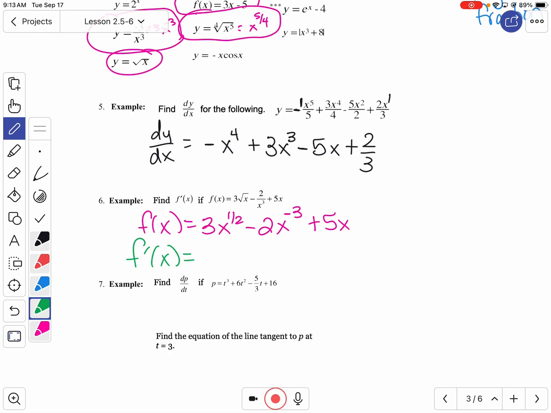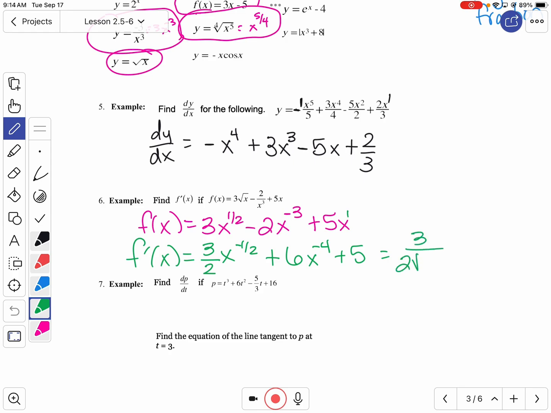Okay, so 3 times 1/2 is 3/2. X to what power? Negative 1/2. Negative 2 times a negative 3 is a positive 6. X to what power? Negative 4. And then 5 times 1 gives us just a 5. Now, on a multiple choice, they're probably going to write your answer like this.